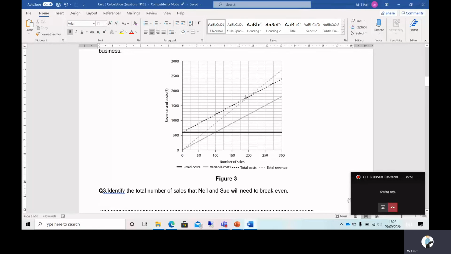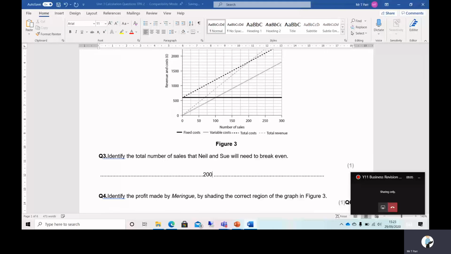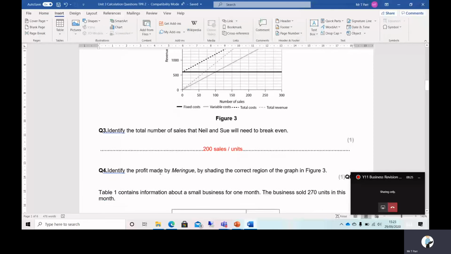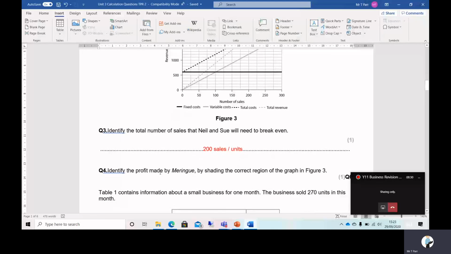Remember, you go down, you don't go across to your revenue and cost. It's a number of sales, so you go down. The answer there is quite simply 200 sales, or you could class it as units. Number of sales, that's typically your answer. Nice and easy. So break-even output is the point at which your total costs and total revenue cross on that diagram. The next question says identify the profit made by Meringue by shading the correct region of the graph.